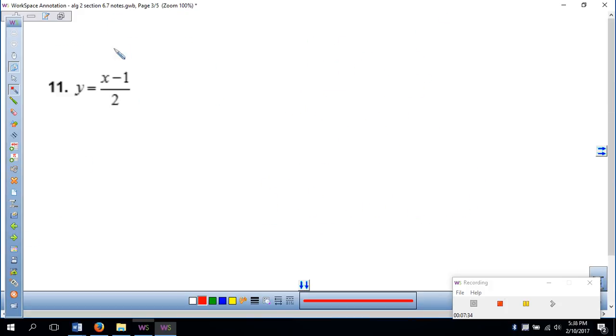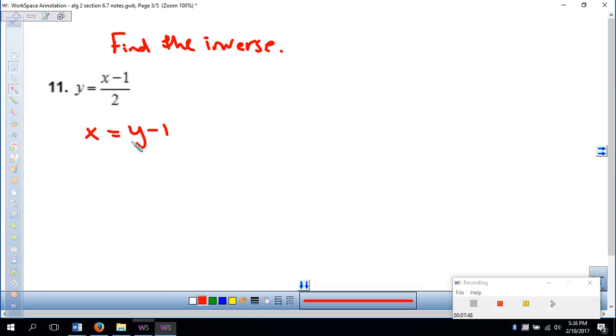All right, so let's try another one. Find the inverse. So again, switch the x and the y. So I have x equals y minus 1 all over 2, and I want to solve for that new y. So to do that, we'll clear the fraction first. We'll multiply both sides by 2.